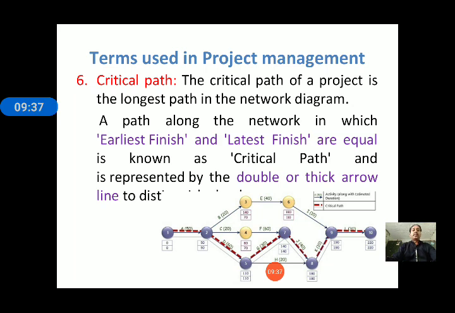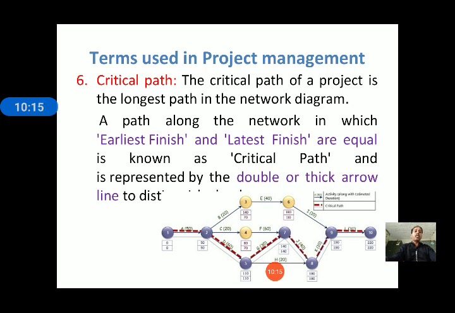Critical path. In an example, you have to find out the critical path. So what is critical path? The critical path of a project is the longest path in the network diagram. Whatever network diagram is there, in that particular network diagram the longest path is known as the critical path. But there are certain criteria to decide the critical path. We'll see them after the next 2 or 3 slides.